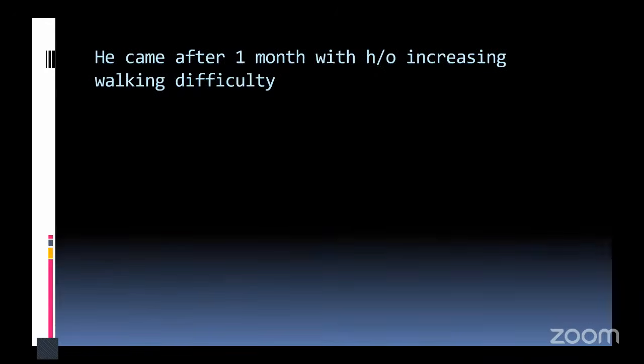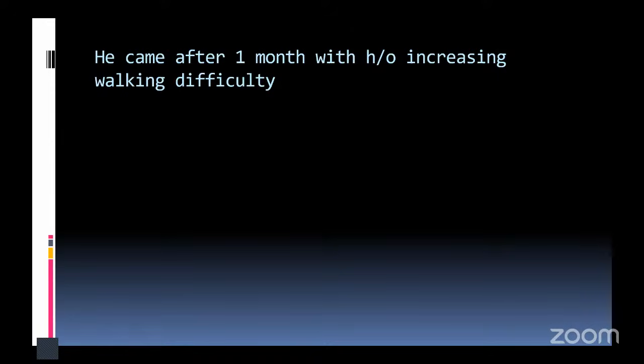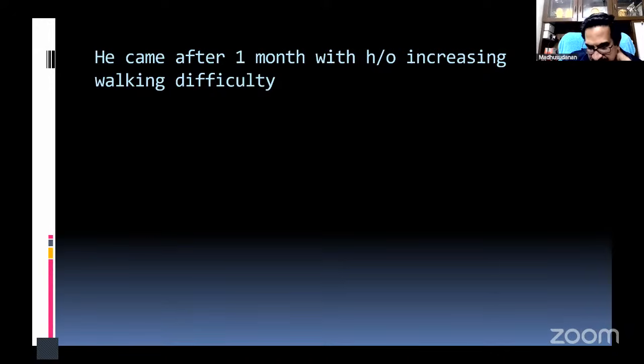EMG was not done, sir. EMG? I'll show that. Why EMG? Any early onset motor neuron disease? Okay, that possibility can be kept. But there is no weakness. Only dorsiflexion was weak. He is walking in a peculiar way. Anyway, that possibility has to be kept in mind.